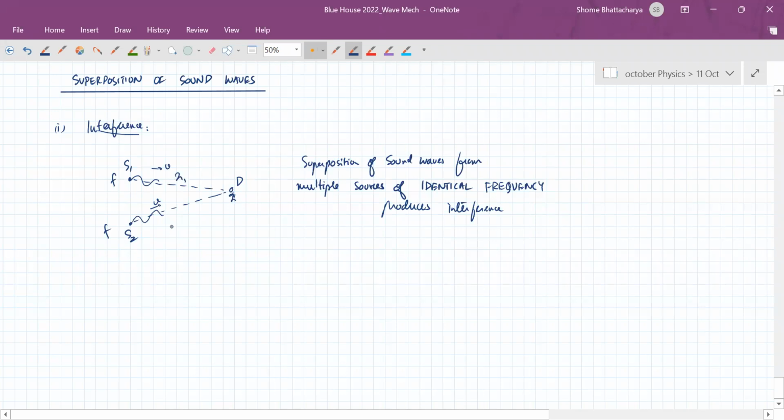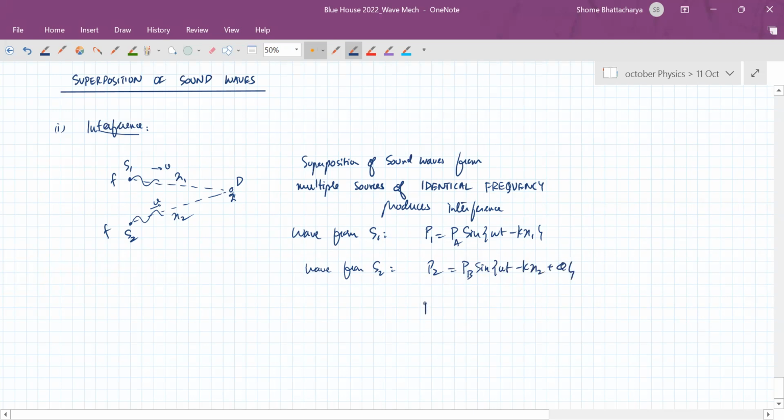Suppose this one is traveling a distance x1 and this is traveling a distance x2. So the wave from S1 will be given by, let's say, some amplitude PA sin(omega t minus k x1), and the wave from S2 will create a pressure variation. Suppose this. So here PA and PB are the pressure amplitudes.